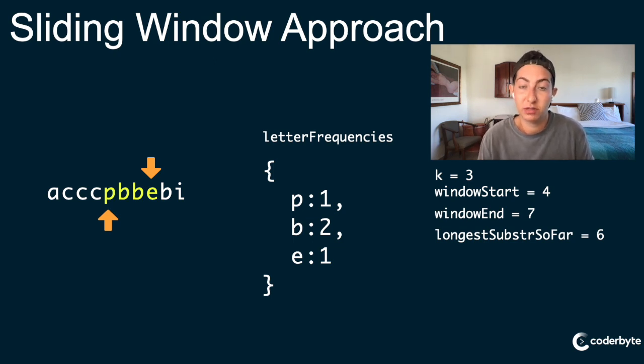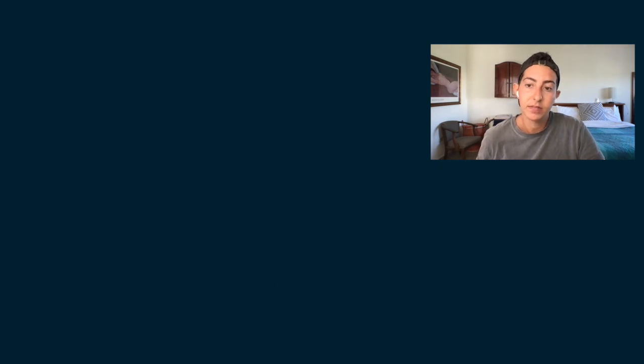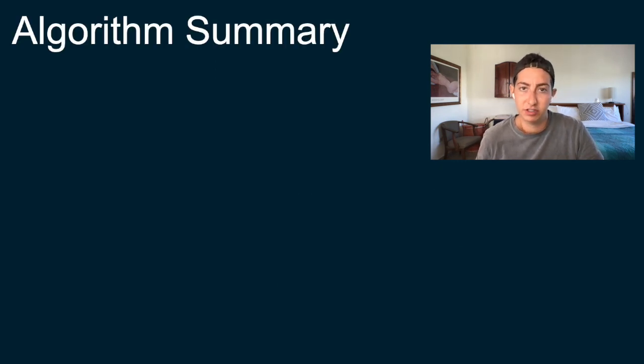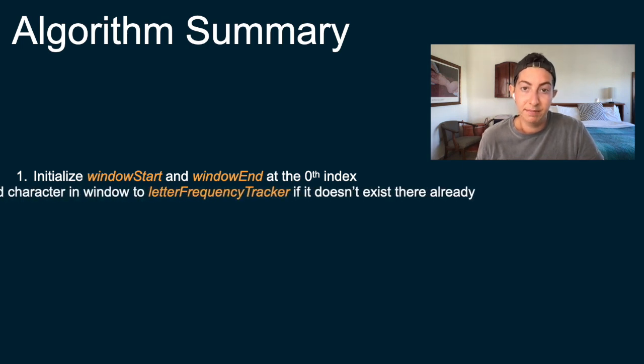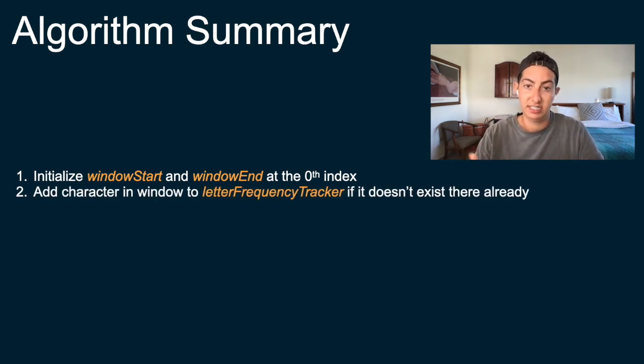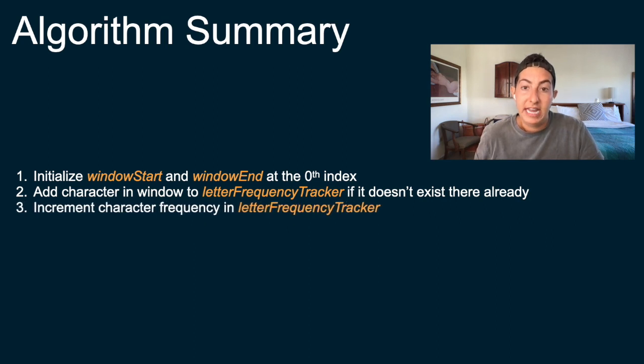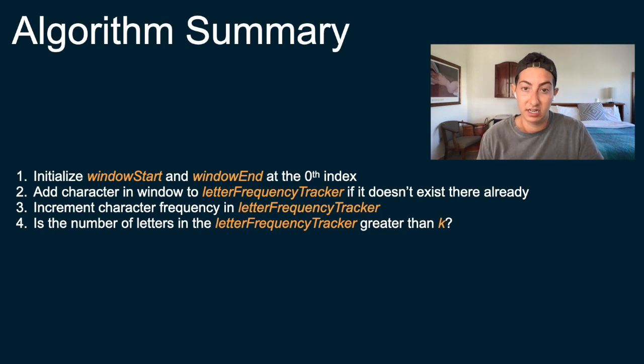So we'll walk through this with a few different examples, and we'll code this out, but this is essentially the algorithm. So let's summarize the algorithm, and this is just going to be summarized in English, right? So first we initialize the window start and the window end at the 0th index. That's the same. We also, this is the different step, add that character in the window to the letter frequency tracker if it doesn't exist there already. We then increment that character frequency in the letter frequency tracker. And then we ask ourselves, is the number of letters in the letter frequency tracker greater than K?